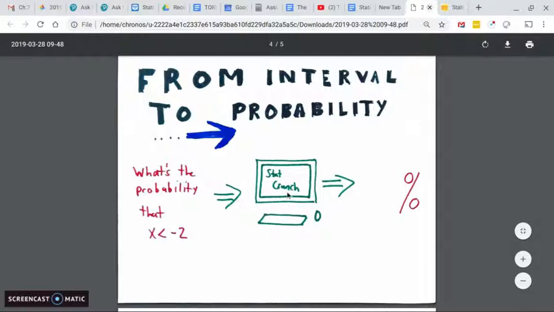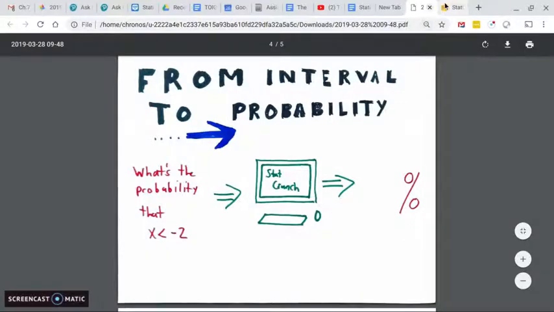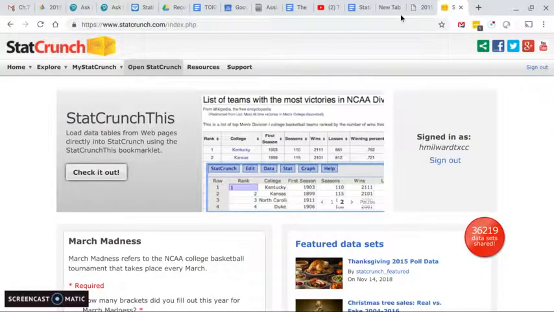There are other computer programs like Minitab, but the most convenient, definitely for me, because it's built into this, and it also gives you a nice graphical display while you're doing it, is to use StatCrunch. So let me just show you where that's located. Whoops.